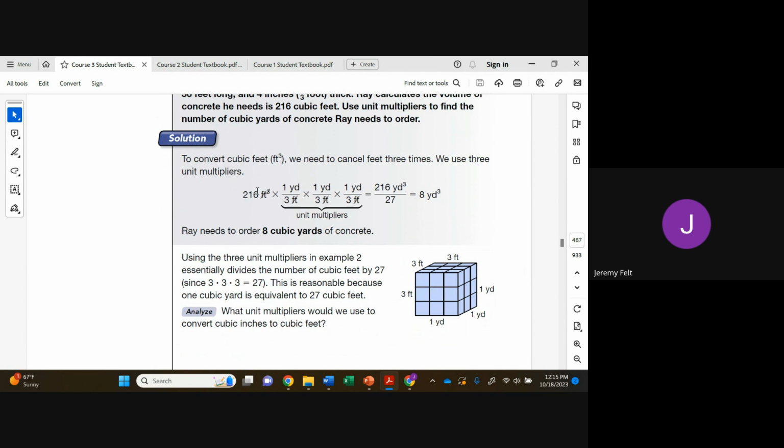What is going on? Well, we need to cancel out 1, 2, 3 feet, okay? Units, not 3 feet, but 3 units of foot. So foot, foot, and foot. That's why we have 3 of them, because we need to get rid of cubic feet. So that's where we get this.